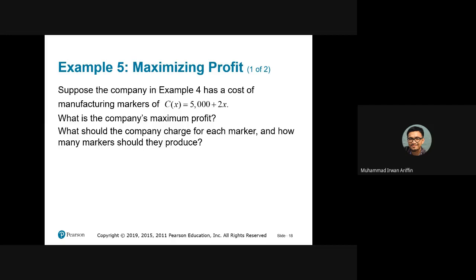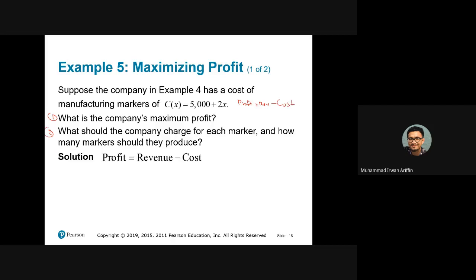So let's say the same company, in the previous example, now has a cost to manufacture those markers, C(x) equal 5,000 plus 2x. Now we have the question: what is the company's maximum profit? And what should the company charge for each marker? And how many markers should they produce? To do this, you need to remember the basic economic relationship: profit equals revenue minus cost.